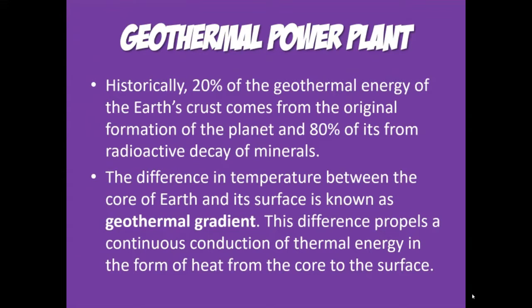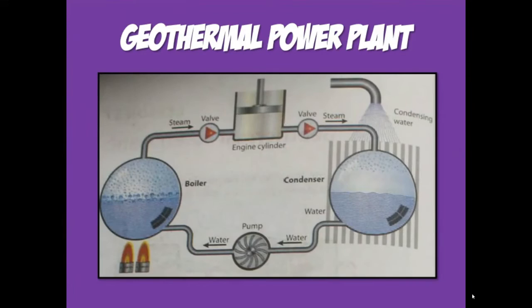The difference in temperature between the core of Earth and its surface is known as geothermal gradient. So, yun po yung geothermal gradient na tinutukoy natin, and then this difference propels a continuous conduction of thermal energy in the form of heat from the core to the surface. So, ayan po siya. Ayan po yung system ng geothermal power plant.